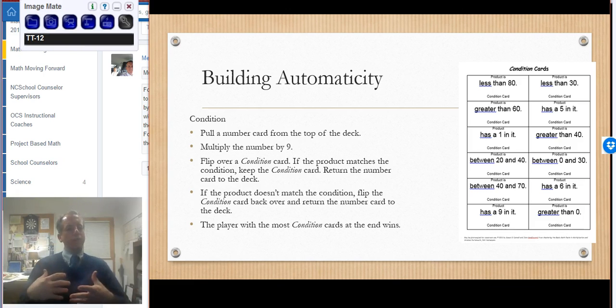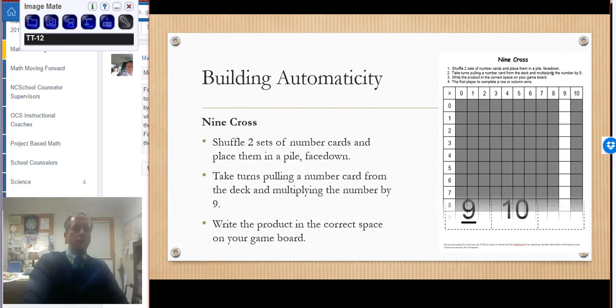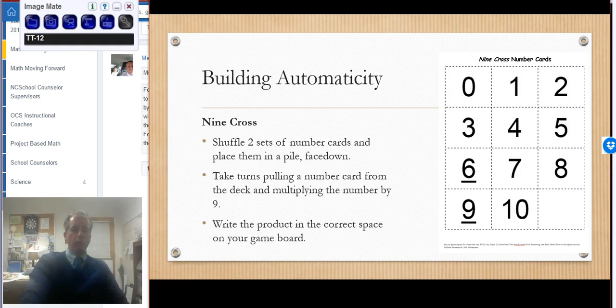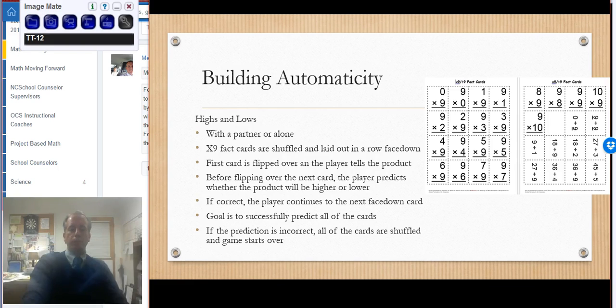So there's a little bit of the concentration game going on here, which is kind of fun for kids. 9 Cross, again, this could also be used for just focusing on our nines facts, but if we shuffle 2 sets of our number cards, so we've got these number cards twice, and we're shuffling them, put them in a pile face down. You're going to pull out a number, multiply it by 9, and then put it in the space on the board. So if I pull the 7, then 9 times 7 is 63, so that's going to fit over here, right? 9 times 7 is 63, or I could put it there, but I can only put it in one place at a time. So the goal is obviously to fill up my board.